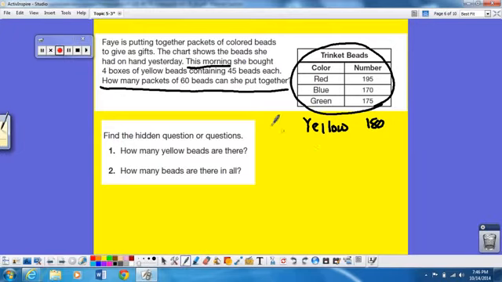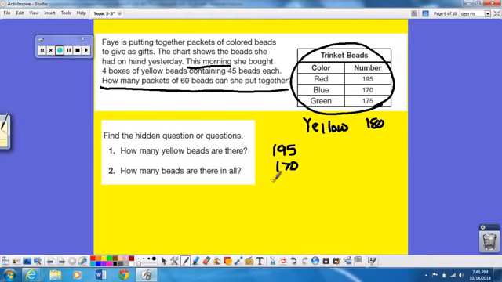Now, back to the question. How many packets of 60 beads can she put together? Well, when I look at this, I see a whole bunch of different colors with a whole bunch of different numbers. How am I going to divide those into packs of 60? There's another hidden question. Before you can divide those into packs of 60, you have to add them up and see how many there are.